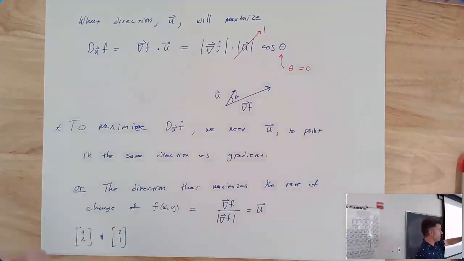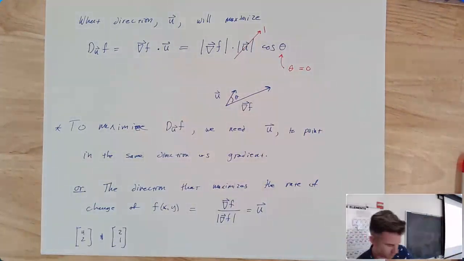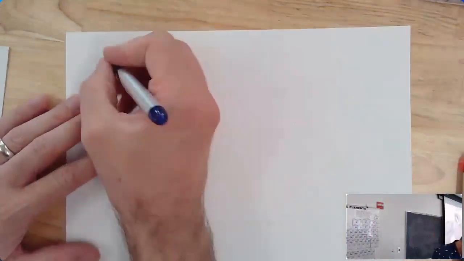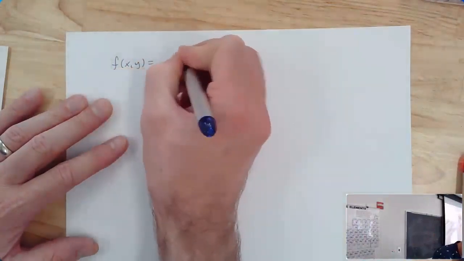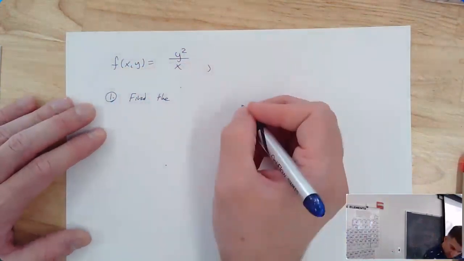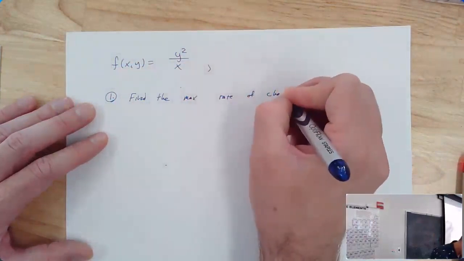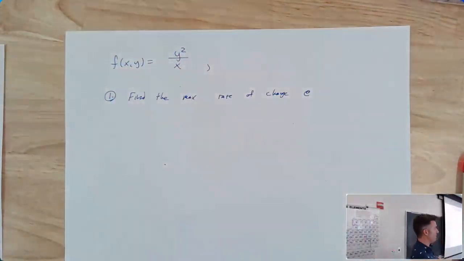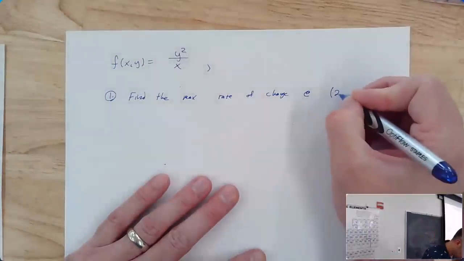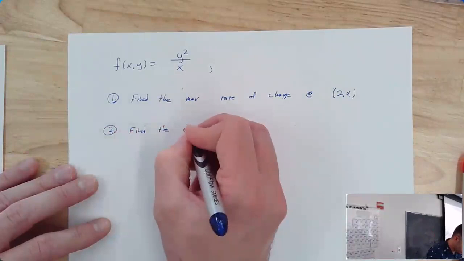Right, related, but definitely, yeah. So let's actually look, that's a good question. Let's explore that. Here's a good question: let's say we've got the function f of x, y equal to y squared over x. We want to find the maximum rate of change at a point, right? You have to be given a point. You can't just find the maximum rate of change anywhere. You have to be specific. So find the maximum rate of change at the point 2, 4, and also find the direction in which it occurs.